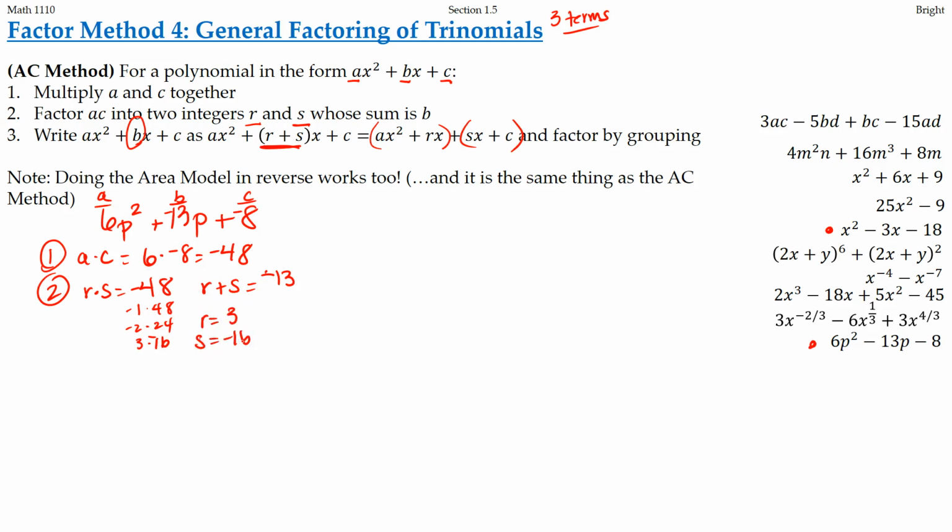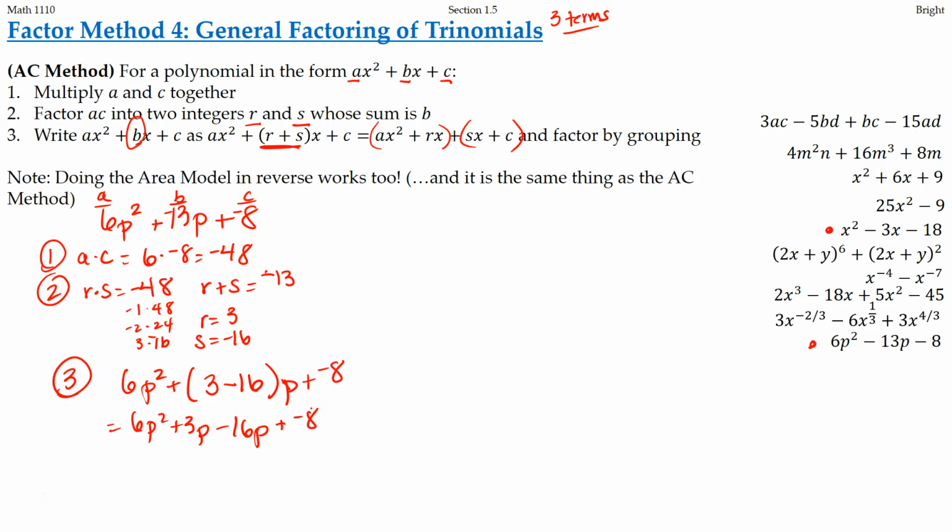Does it matter which one is R and S? No, not at all. I found R and S. Let's go on, and I'm going to write the original thing. 6p squared, and then the negative 13, I'm going to split into R plus S, so plus 3 minus 16, times p, and then plus negative 8. Then I distribute the p, so I have 6p squared plus 3p minus 16p plus negative 8. Then factor by grouping.